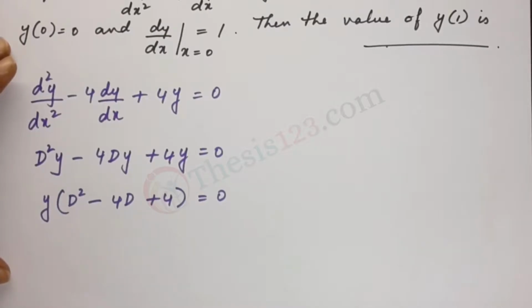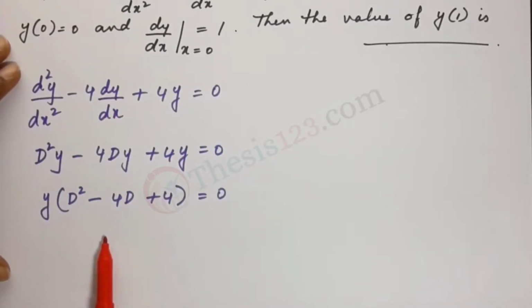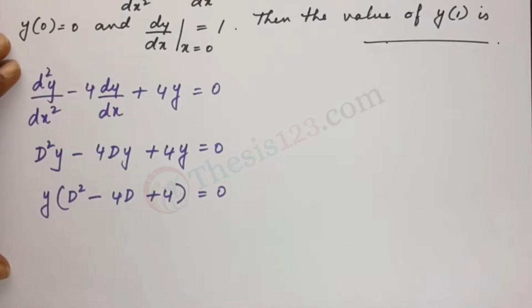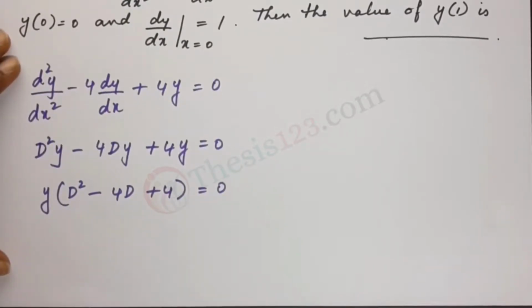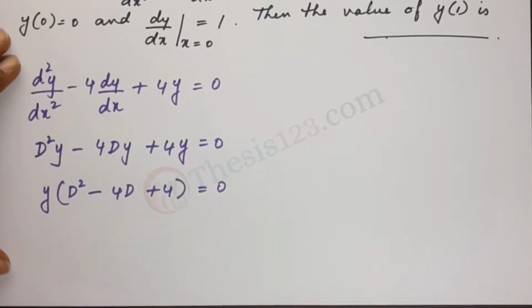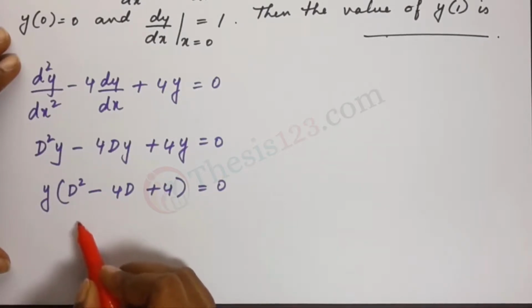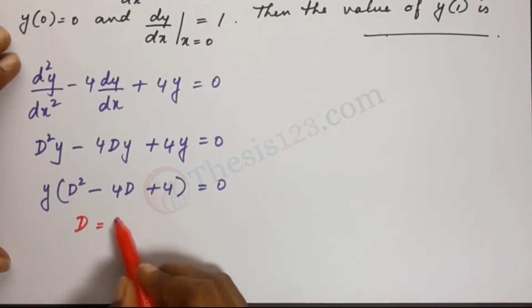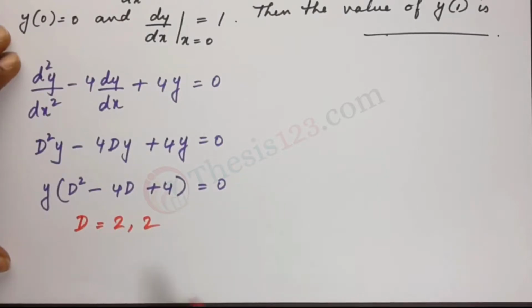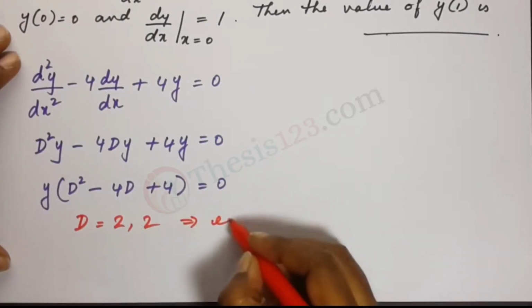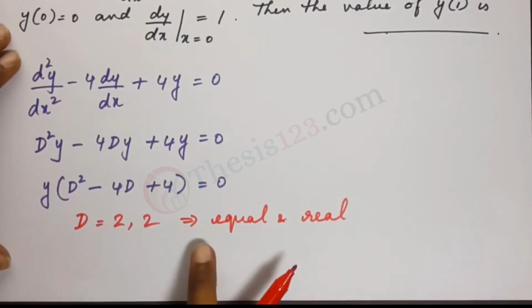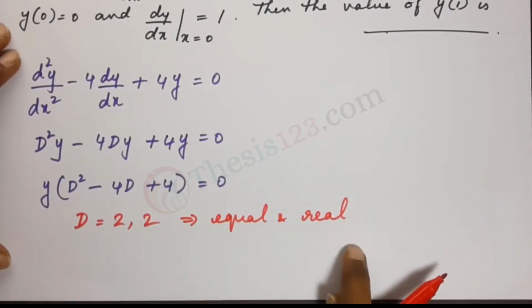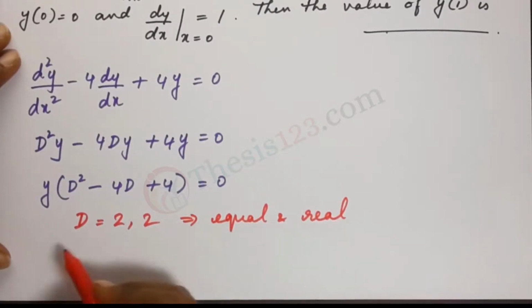I'm sure you're quite familiar with that. This is a quadratic equation, so you can use any one of the many factoring methods that are there. You can use grouping, you can use the quadratic formula, you can use the completing the square method, whichever method is suitable to you. Here we can directly see that d is equal to 2 and 2. These are the roots. So the roots are equal and they are real.